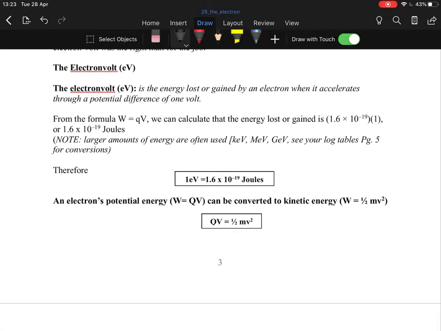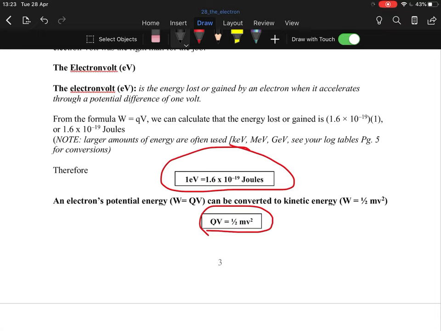And actually, hang on a minute. I have a question coming up on this, so when we come to that question, I'll run through it with you. It's fairly straightforward. It's in the log tables what one electron volt is. So if you're ever asked to convert joules to electron volts or electron volts to joules, go to the page in the log tables where it gives you this and you'll be able to solve it when I show you.